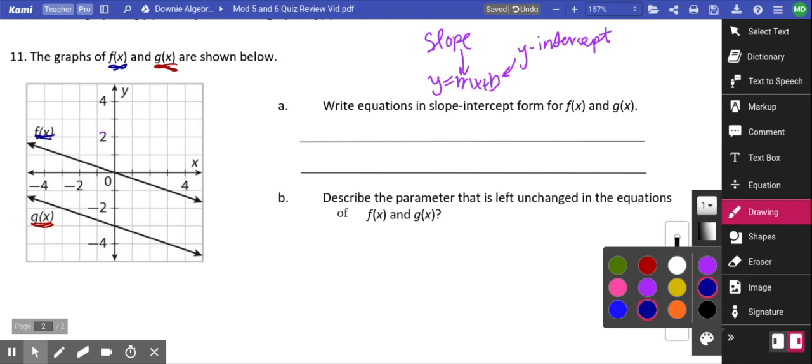Based on my graph, I know that my line f of x lies along my y-axis at my point 0, 0, which means my y-intercept, or my b value, is 0.